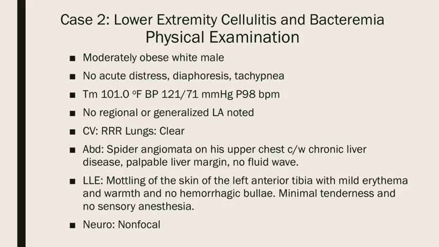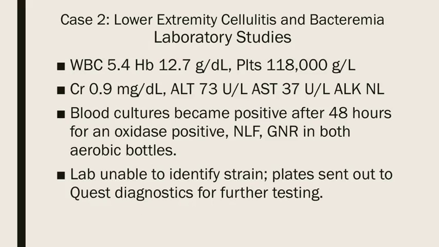All right, well, so here are laboratory studies for the case. White blood cell count is 5, hemoglobin 12.7. Borderline thrombocytopenic, platelets 118,000. Renal function was normal. Transaminases are shown there. Blood cultures became positive after 48 hours for an oxidase positive, non-lactose fermenting gram-negative rod in both aerobic bottles. The lab was unable to identify the strain. Always bad news. So the plates were sent out to Quest Diagnostics for further testing.